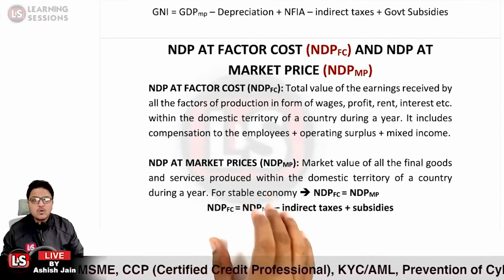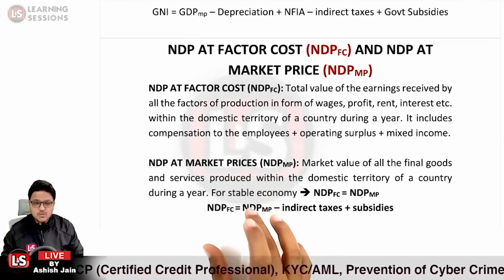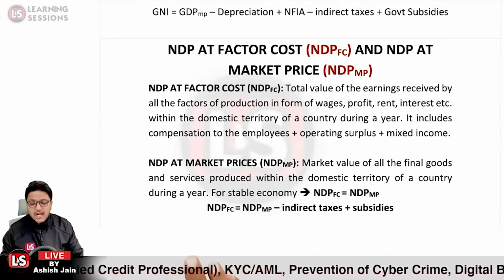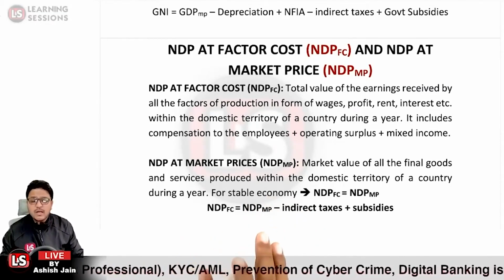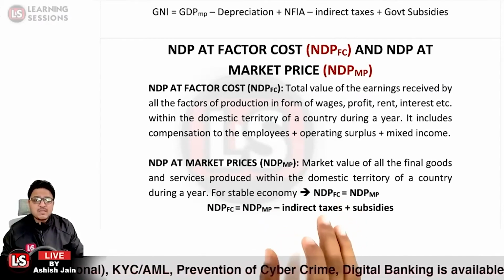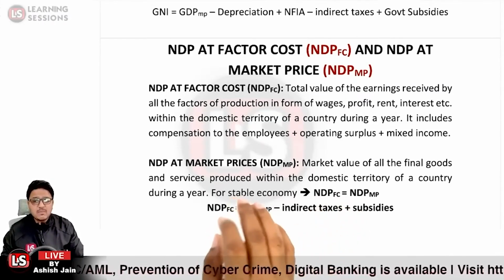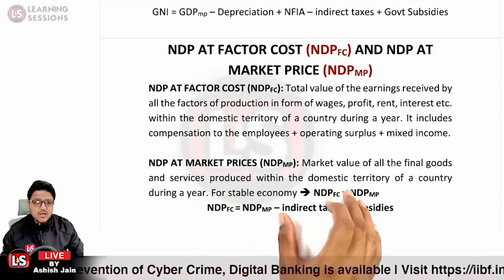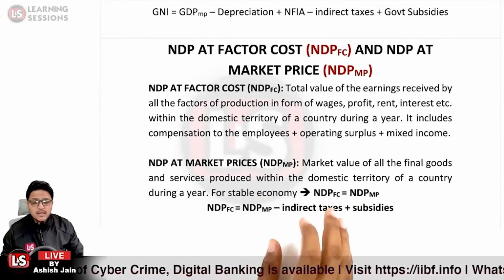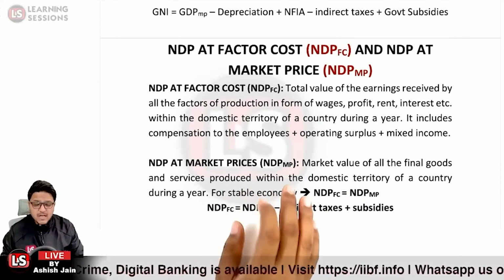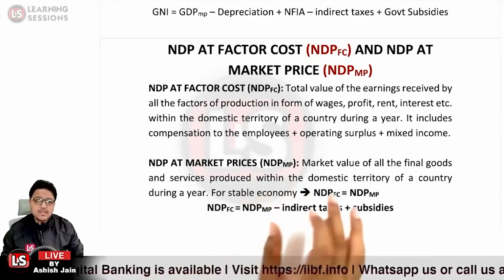Okay, so that is related to what? Final value of the goods and services. So whatever the production there is and whatsoever the value related to it, that is basically the NDP. So NDP is equal to what? NDP is GDP minus the depreciation. So over here NDP at the market price is related to the final value of the goods and services.